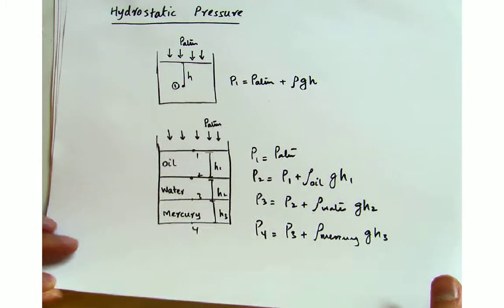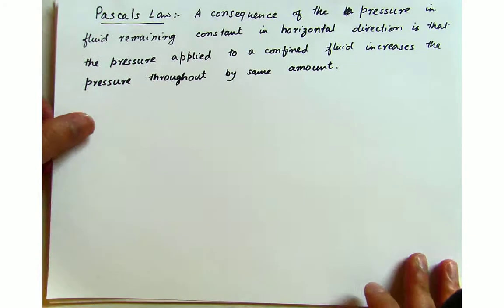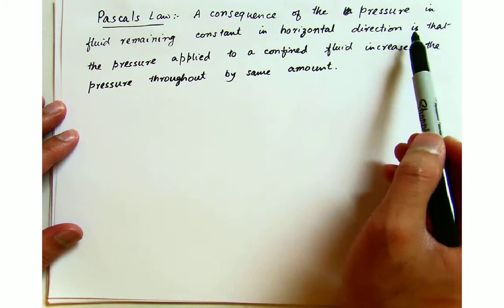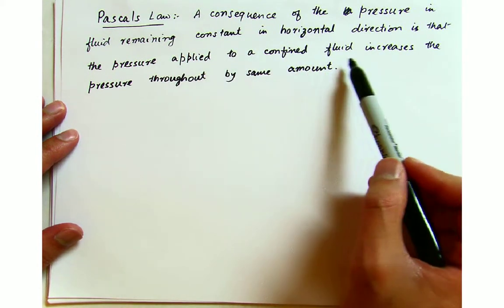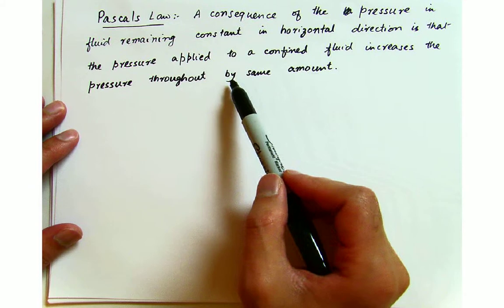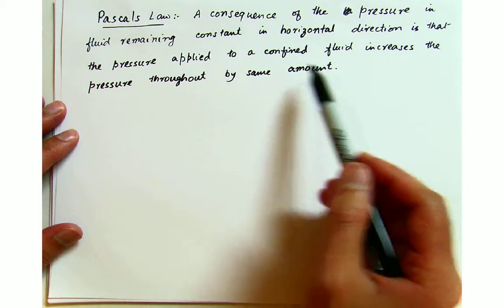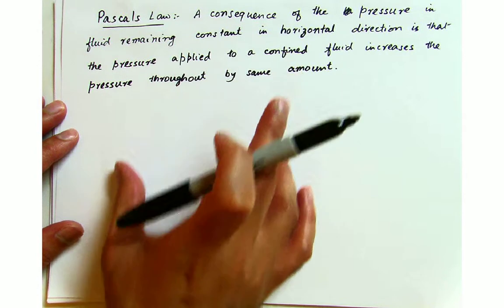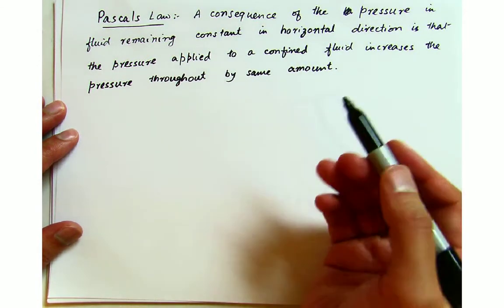Okay, the next thing I'm going to talk about: the pressure in the liquid only changes with the height. As a consequence of the pressure in the fluid remaining constant in the horizontal direction, the pressure applied to a confined fluid increases the pressure throughout by the same amount. So in a confined fluid, the pressure will change by the same amount. What exactly does that mean?